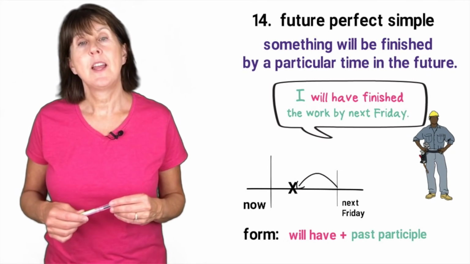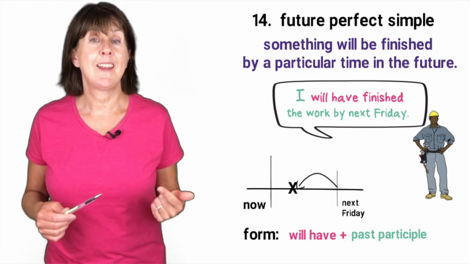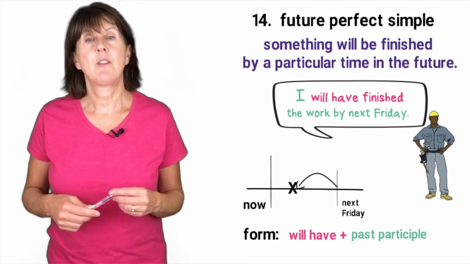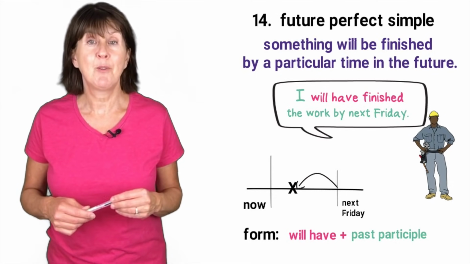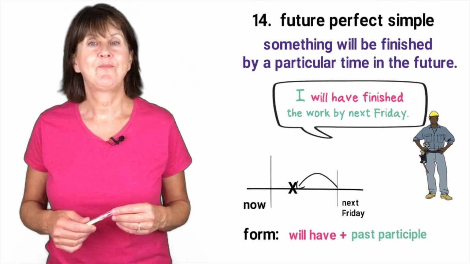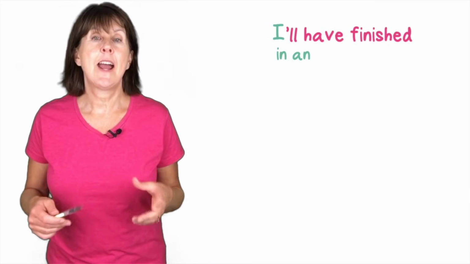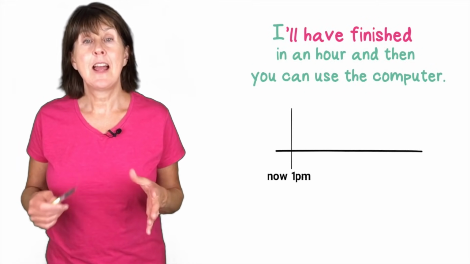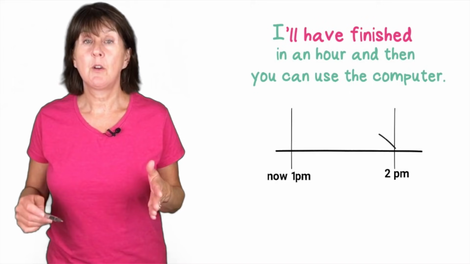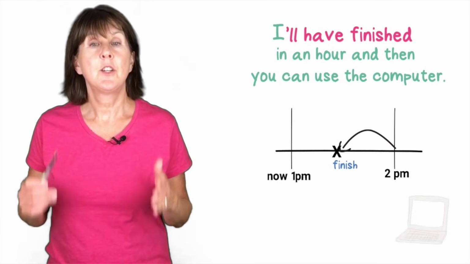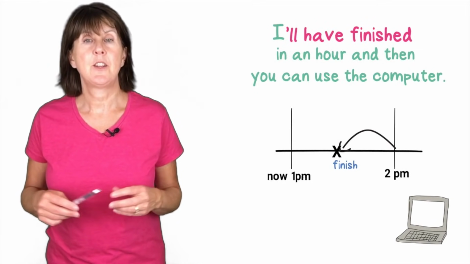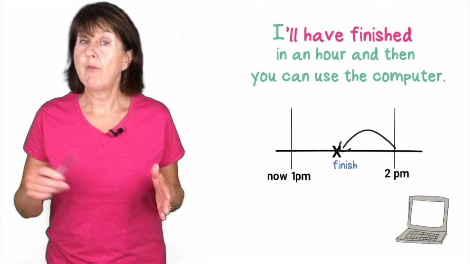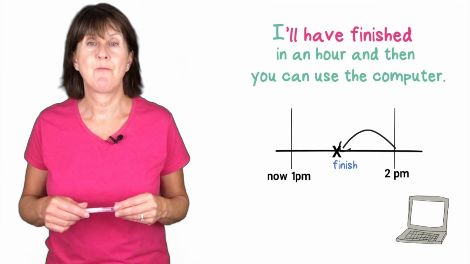Often the future perfect simple is used with either by or in, and this means not later than the time. So here's another example of the future perfect simple, this time using in. So I'll have finished in an hour, and then you can use the computer. Looking at the timeline, now it's 1 o'clock, and in an hour it's 2 o'clock. Here you're saying that at 2 o'clock, latest, you will have finished. This is the latest time that you'll finish. You might finish before 2, and this is possible too.